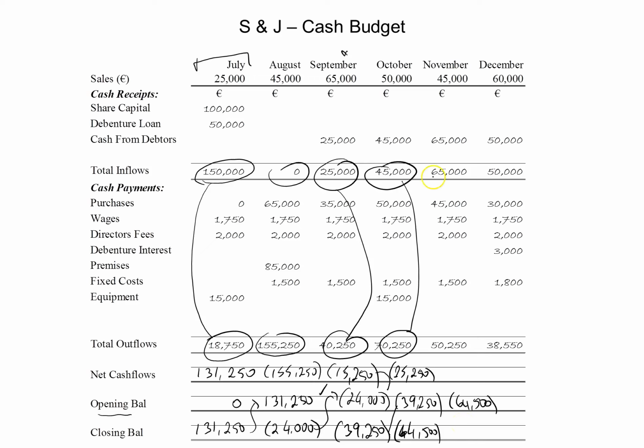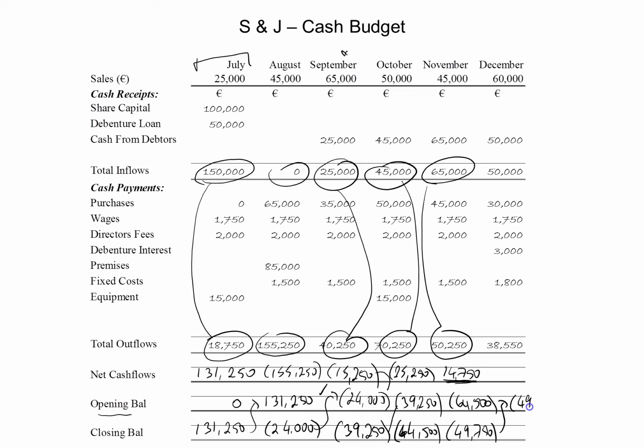Now in November things are improving a little bit. 65,000 is projected to come in, 50,250 projected to go out, which gives us a positive figure of 14,750. So in other words, there will be a net cash inflow. Now that will reduce the deficit down to 49,750, which goes into the beginning of December.